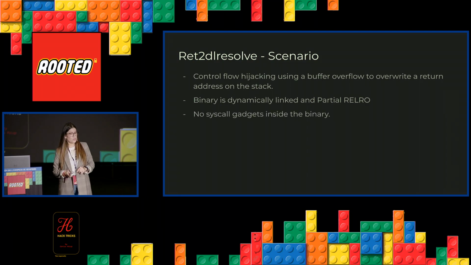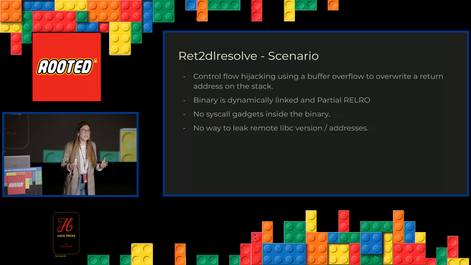Then we also know that we don't have any syscall gadget inside the binary, and this means that the attack we've just talked about, we cannot perform it, because we don't have the syscall instruction we would need to execute either execve directly or the sigreturn syscall. And then we also assume that we don't have a way to leak the remote libc addresses. Maybe it's a custom libc, so we cannot really perform all those kinds of attacks. They are usually called ret2dlresolve attacks.